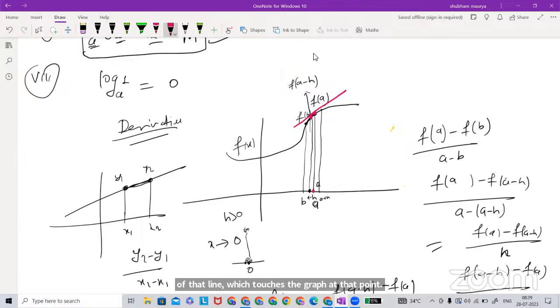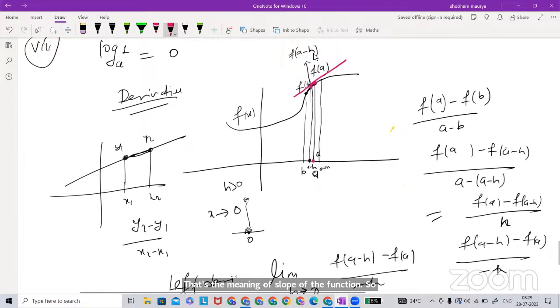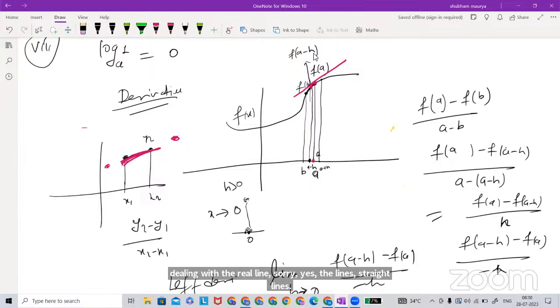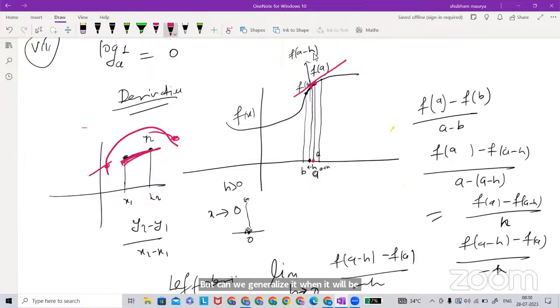So derivative is nothing but the more generalized form of this slope. Here we are dealing with the real line, straight lines. But can we generalize it? When it is a curve, can we get the slope of the curve? In that case, the slope of the curve means we are talking about the tangent, the slope of the line which touches at that point.